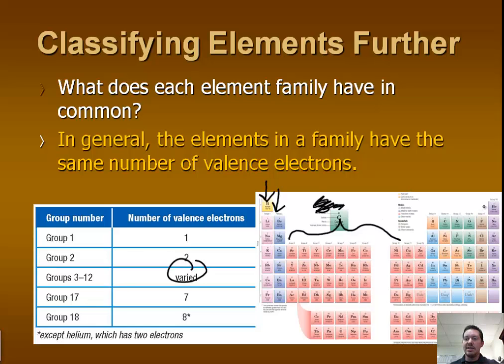Group 17, the second to last one, has 7. And with the exception of helium, starting with neon, we've got 8. And helium only has 2.